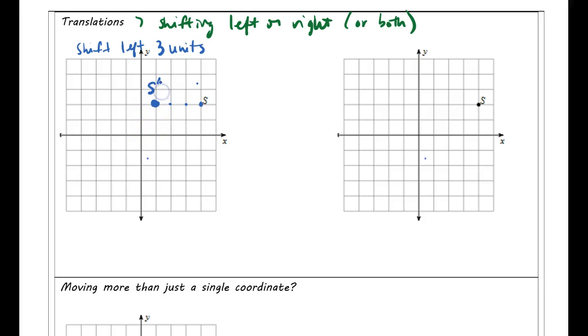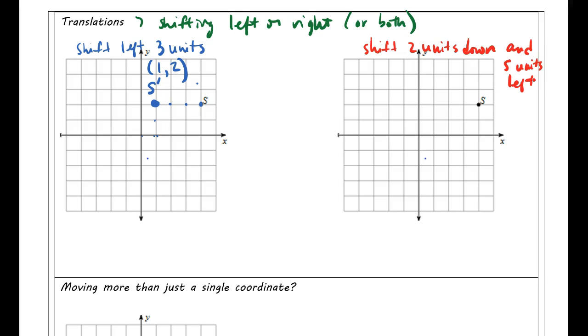Well, it's an S with the prime, right, because it's the new S, and I'm going to go, that point is over 1 on the x-axis, and then up 2 on the y-axis. So that's pretty much it. So let's try to do one over here. Let's shift 2 units down. Let's do a multiple one. And 5 units left.